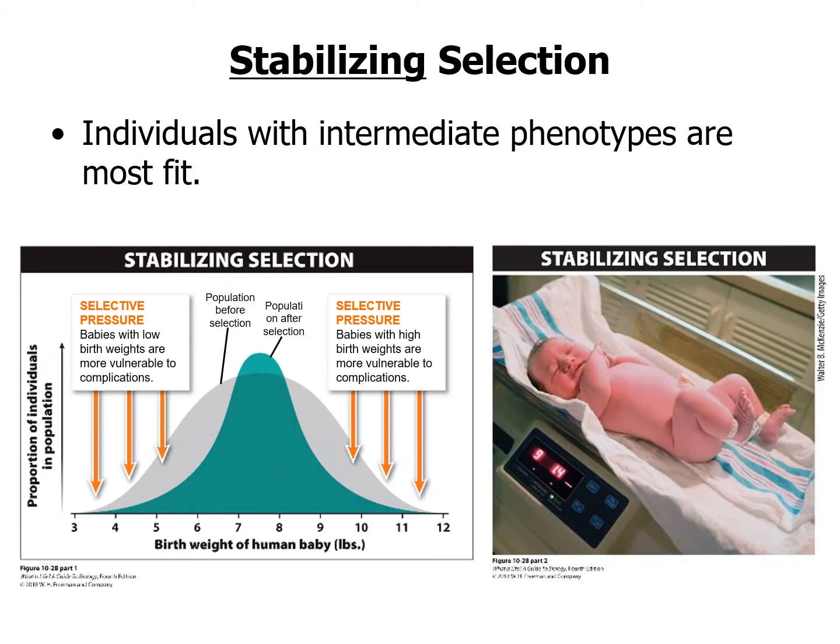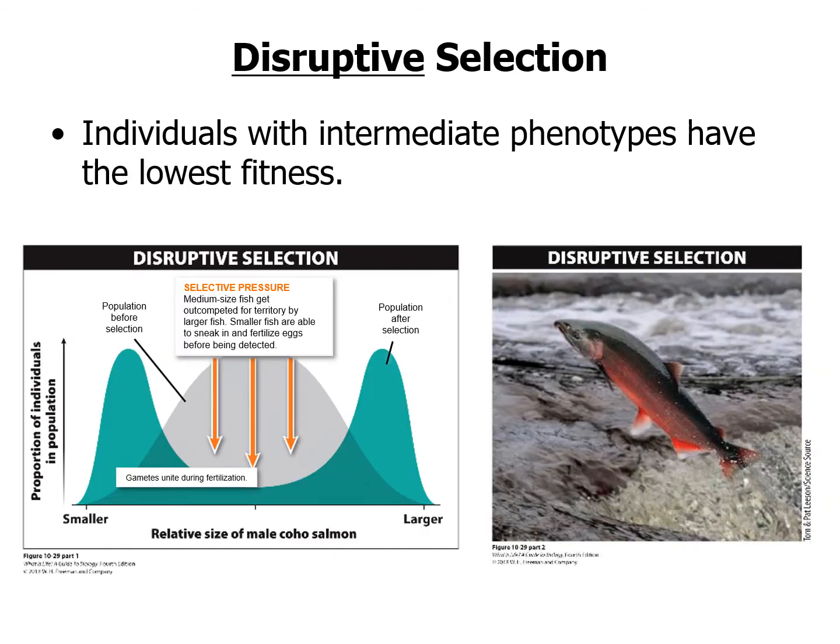The next is stabilizing selection. This is where individuals with intermediate phenotypes are most fit. And then the last is disruptive selection, where individuals with intermediate phenotypes have the lowest fitness.